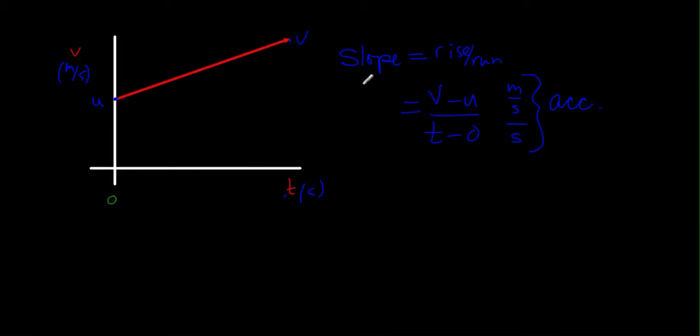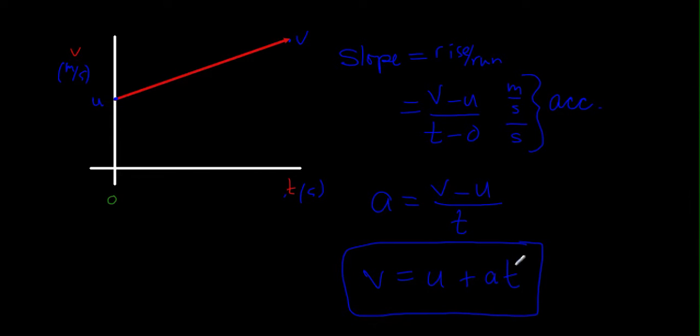And we hopefully recognize that that's acceleration. So I can now set my slope equal to the acceleration and say, okay, here's an equation: a equals v minus u all over t, or to write this the way it's traditionally written, v is equal to u plus a times t. And that's the first of our motion or SUVAT equations.